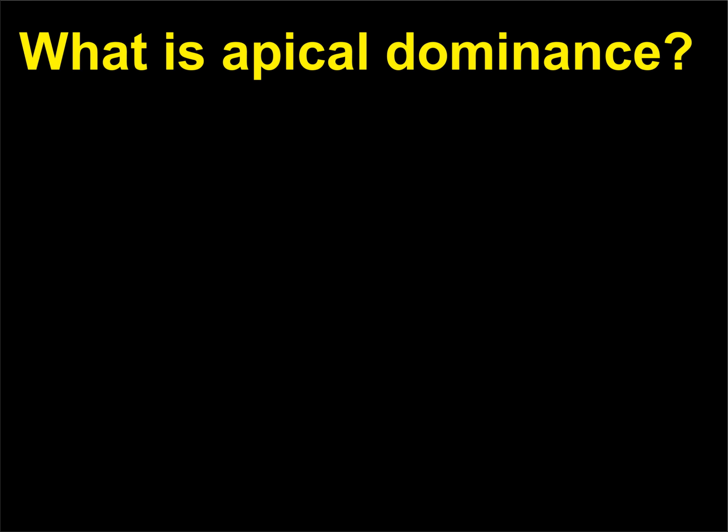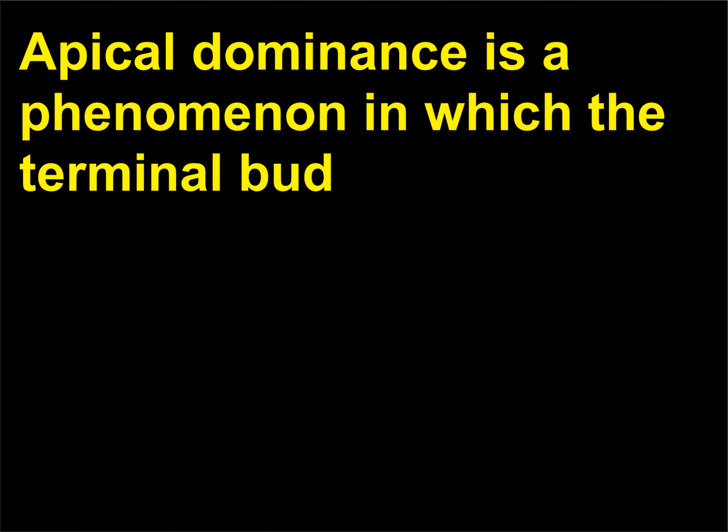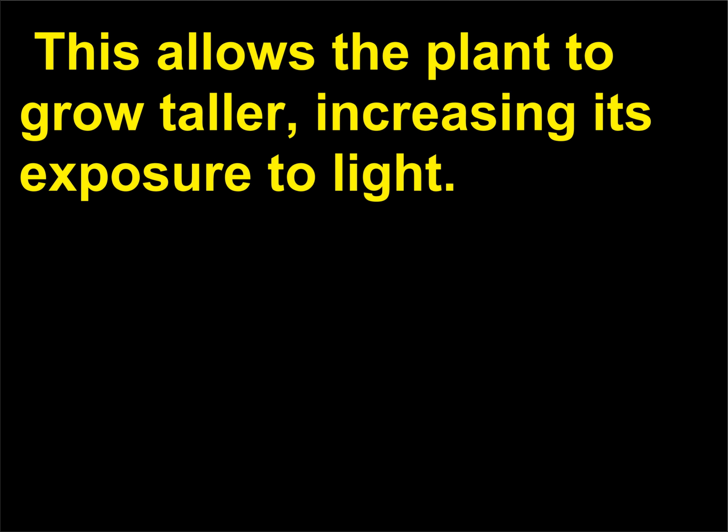What is apical dominance? Apical dominance is a phenomenon in which the terminal bud produces hormones inhibiting the growth of axillary buds. This allows the plant to grow taller, increasing its exposure to light.